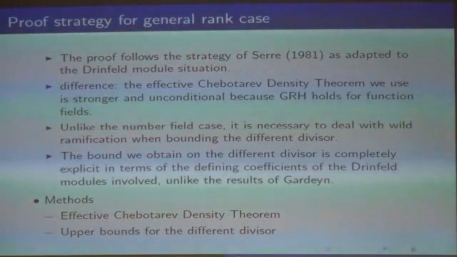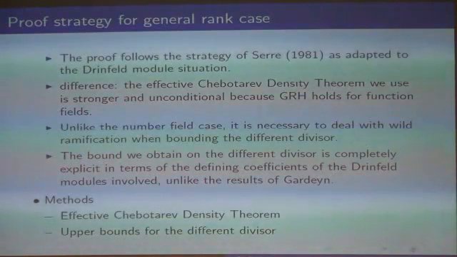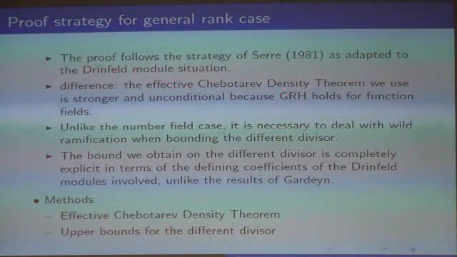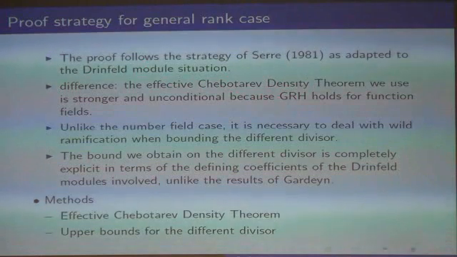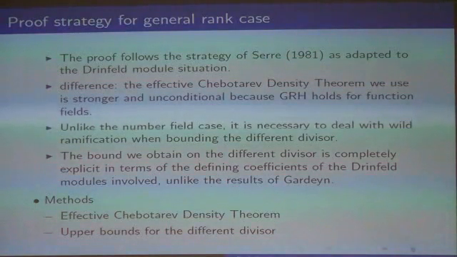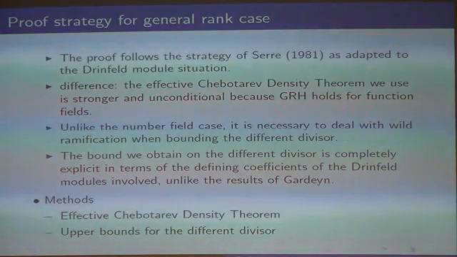The general strategy follows from Sayre's 1981 work, adapted to the Drinfeld module situation. What's the difference between Sayre's work and ours? Of course, the biggest difference is that Sayre's work is the number field case, and our work is the Drinfeld module situation. As a tool, he also used the effective Chebotarev density theorem, but that theorem is under the GLH, the generalized Riemann hypothesis. So his work is conditional. But our case is better because GLH holds for the function field case.